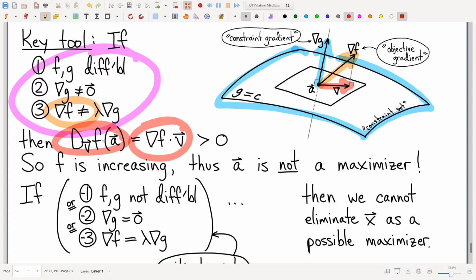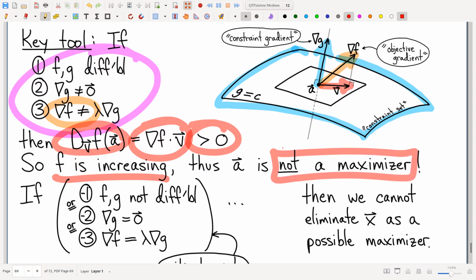I get a dot product that's got an acute angle in it. That means it's definitely positive. That means the function is still increasing. And if it's still increasing, you're not at the maximum yet. It's still getting bigger. So, again, we eliminate most of the points in our constraint set by this elimination argument.